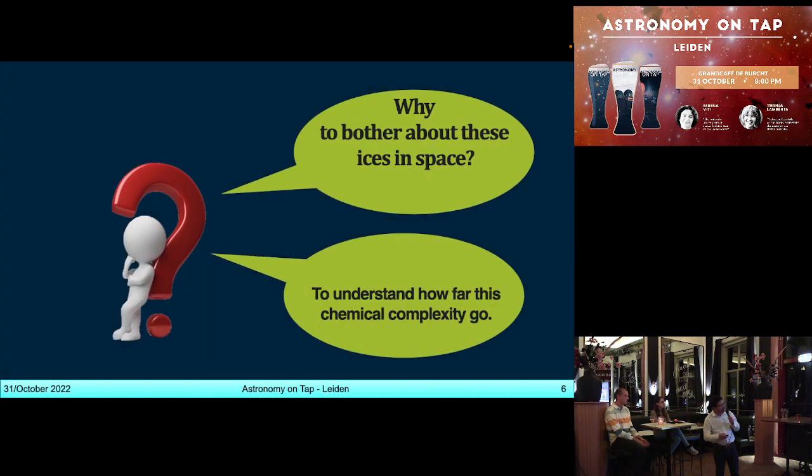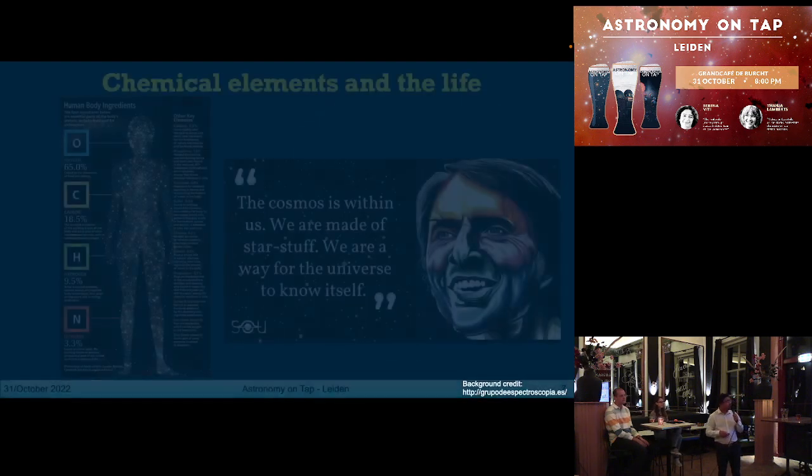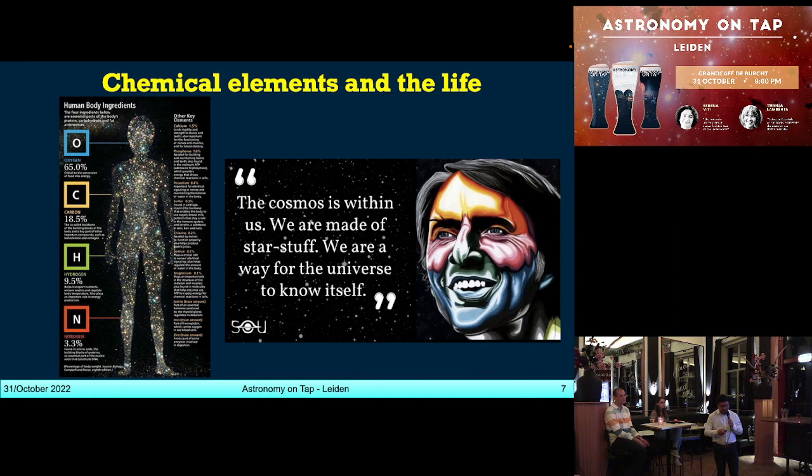Sorry for that. So the point is, why bother about these ices in space? And the answer is because we want to understand how far this chemical complexity goes. And then we can just look at this picture here and see that in our body we have all these chemical elements. And this, I think, was one of the questions from Selena's talk about the formation of these chemical elements in space.